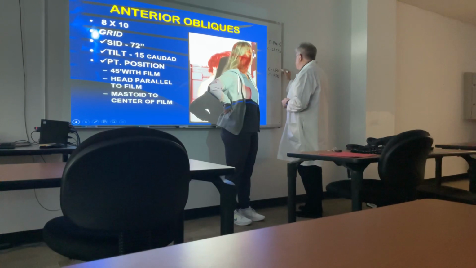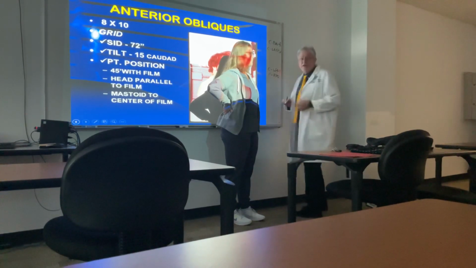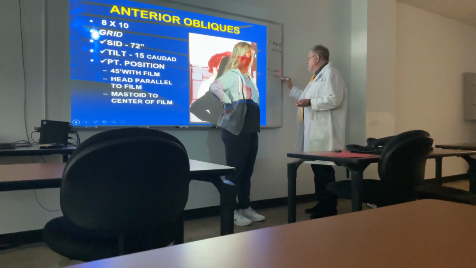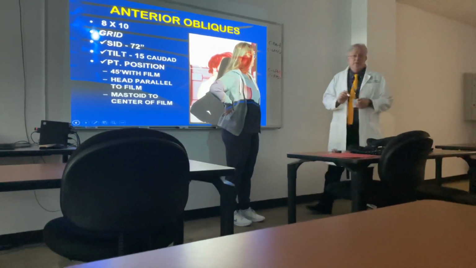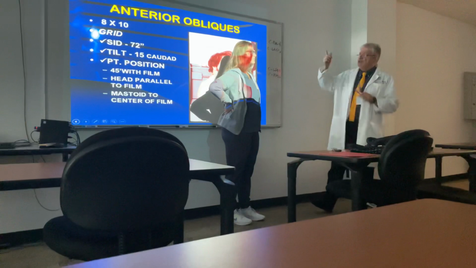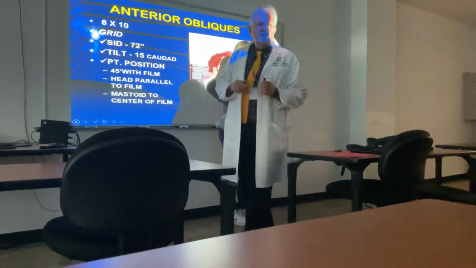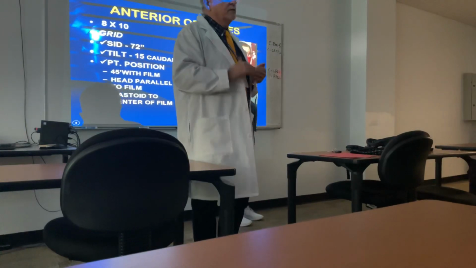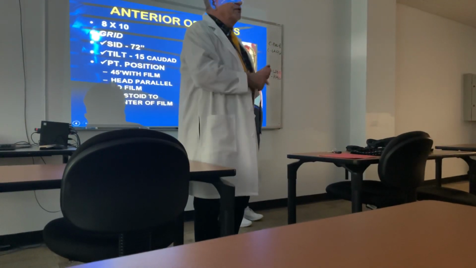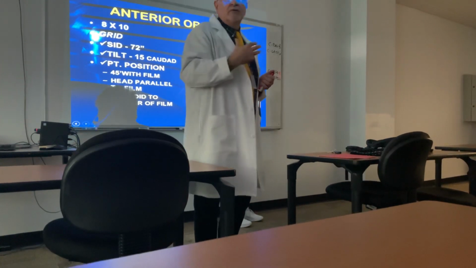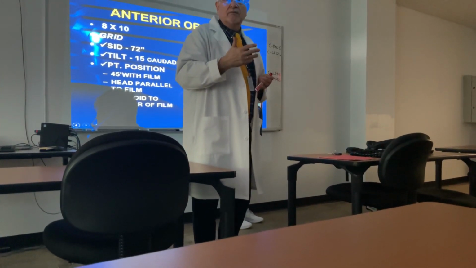Left posterior oblique gives us the right. Okay, and if that's factually accurate, if I do the opposite side, I should have the left. Now the difference, if on anterior obliques I tilt the tube down, what do you think I'm going to do on posterior obliques? Tilt it up. Tilt it up 10 to 15 degrees, cephalad, up towards the head. Does that make sense?